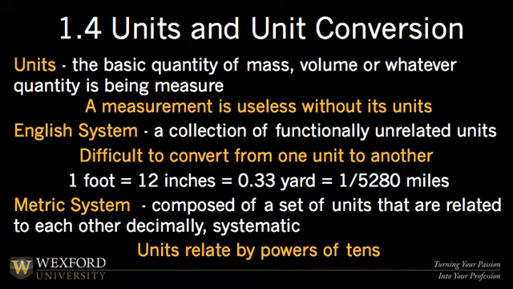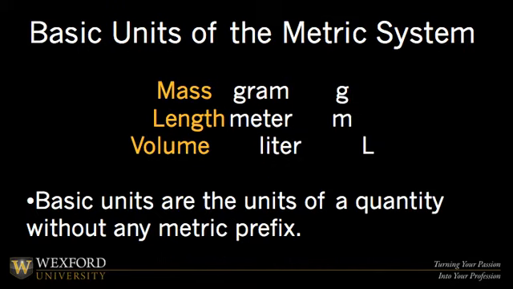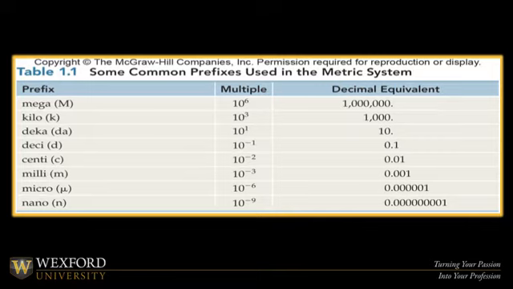These units relate by powers of 10. So when we look at the basic unit of the metric system, we see that mass is measured in grams, represented as g, length in meters, represented as m, and volume in liters, represented as L. These basic units are the units of a quantity without any metric prefix. Now in this chart, we can look at all of the units and prefixes of the metric system.